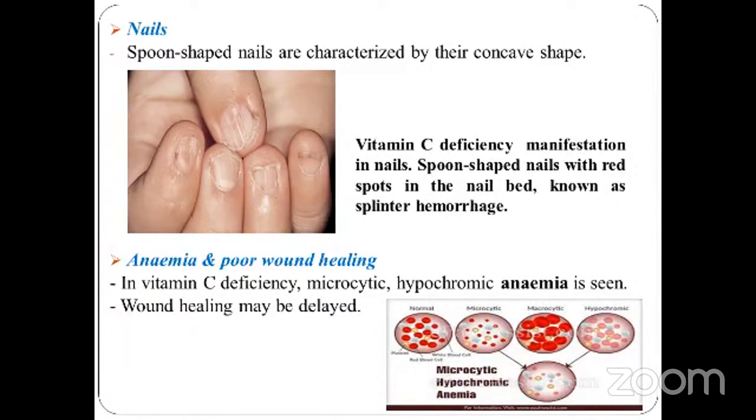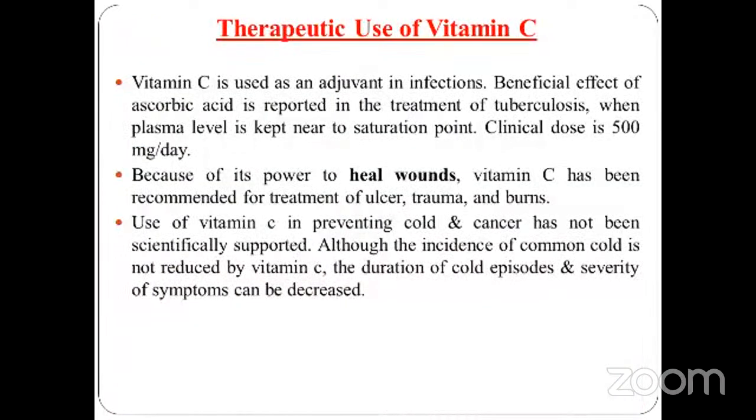But microscopically, both have microcytic hypochromic anemia. So if we make a peripheral smear, we can say microcytic hypochromic. Of course, another one is wound healing may be delayed, already it is told.